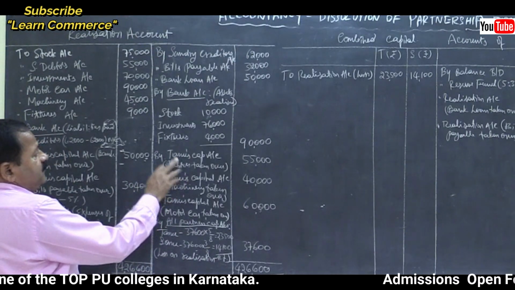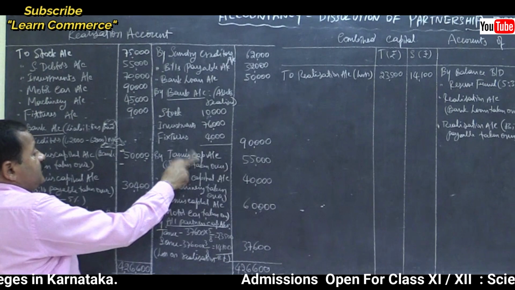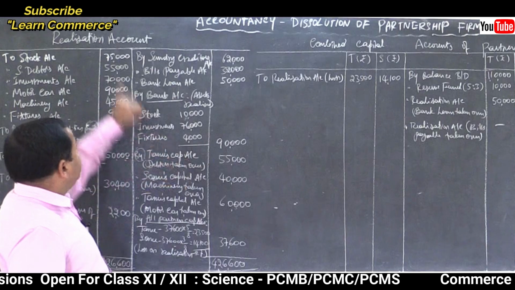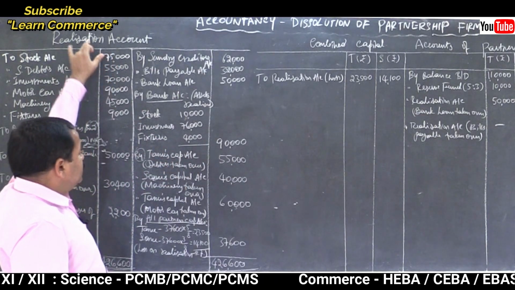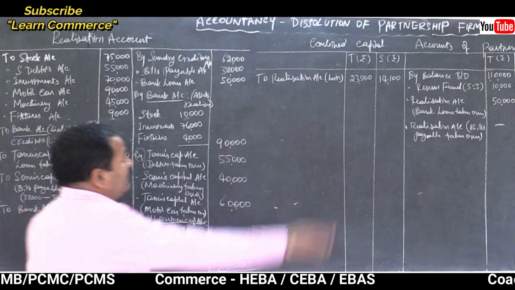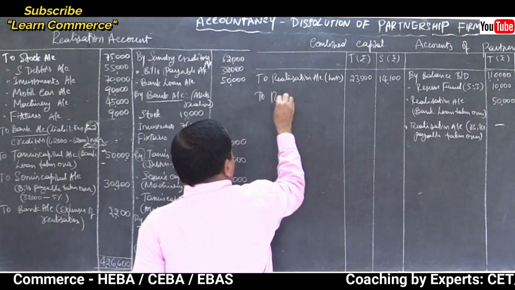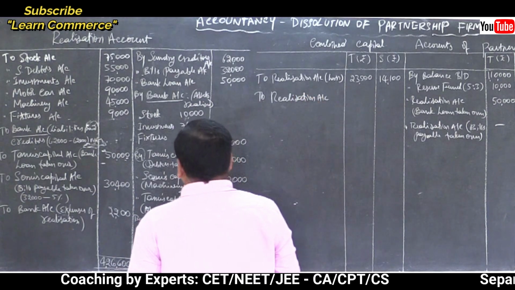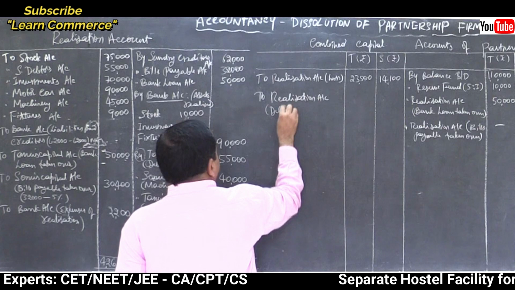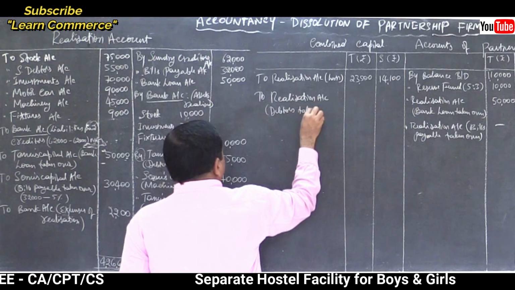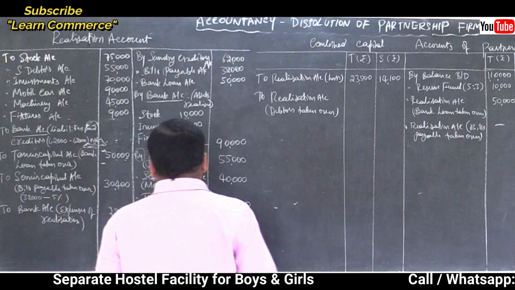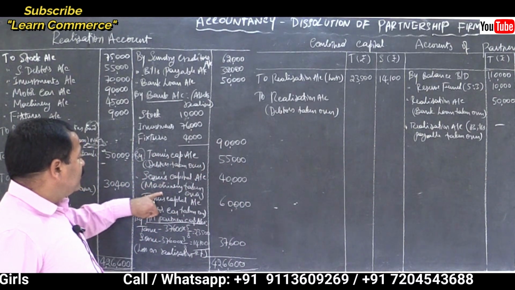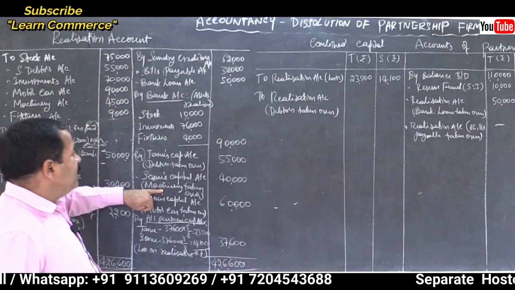Refer to this side, Tanu's capital account. Tanu's capital account debtor to realization account. So let us post this entry, Tanu's capital account debtor to realization account. What is that? Debtors taken over, right? Yes, then one more entry is there, that is Sonu's capital account debtor to realization account, machinery taken over.